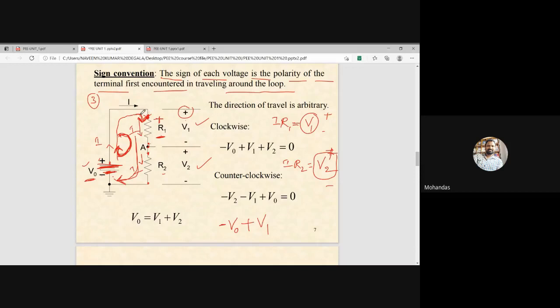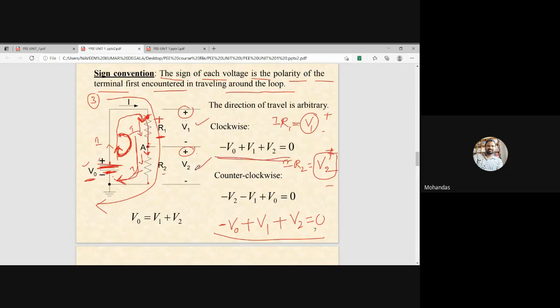And the same current is flowing in this fashion. Initially, where the current is entering for this polarity of V2, again it is at positive. So we have to write plus V2. So this is the meaning of the algebraic sum of all voltages around a closed loop is equal to 0. If you take a clockwise notation, you will get this equation.